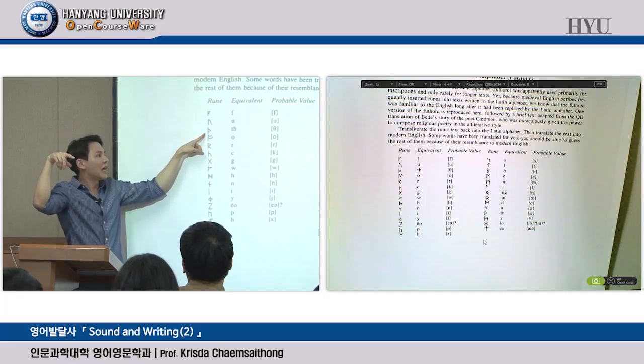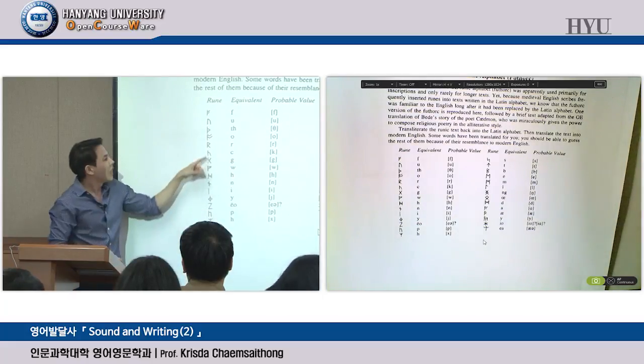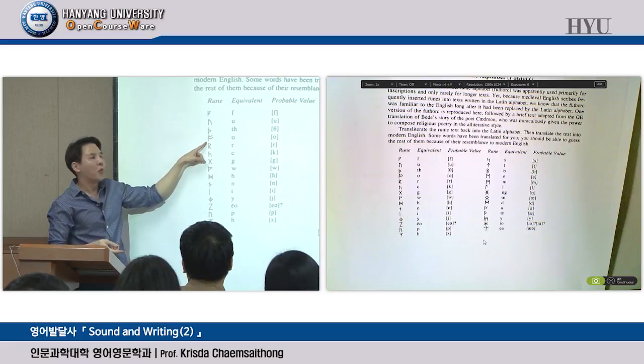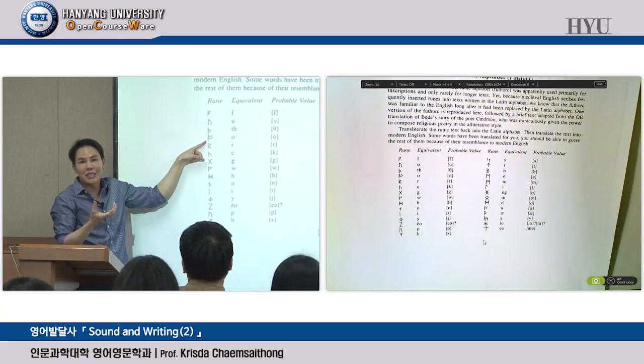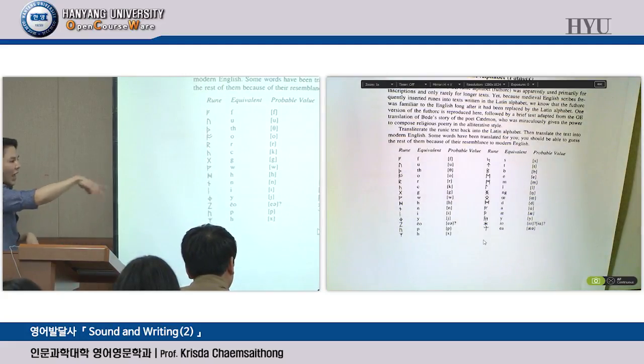It stands for the TH sound. P-like stands for the TH sound, so TH. And then the next one is O, but it looks like an F, right? But it's meant to represent the sound O, like that, and so on. So we have a lot of these.